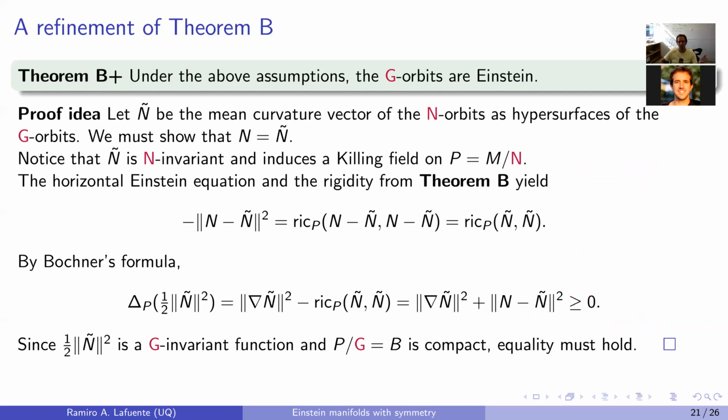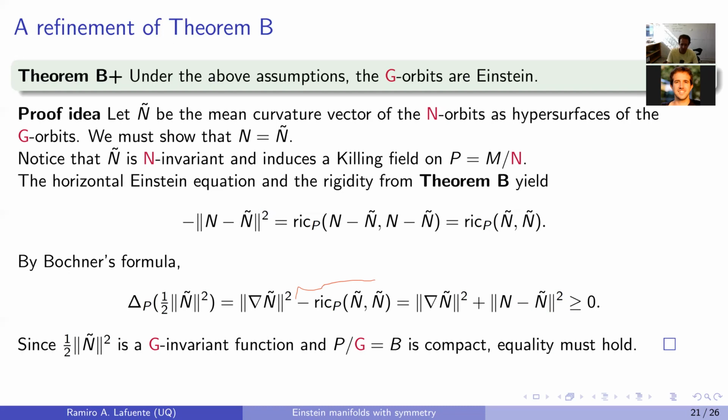Now applying Bochner formula, because ñ is a Killing field, we know that the Laplacian of this function, which is half the norm of ñ squared, is the norm of nabla ñ squared minus the Ricci curvature. Right? This is Bochner formula. You can find it, for instance, in the book of Petersen, Riemannian Geometry. And by the previous formula, this curvature term can be written as a positive term plus the difference of n and ñ. And so this has a sign.